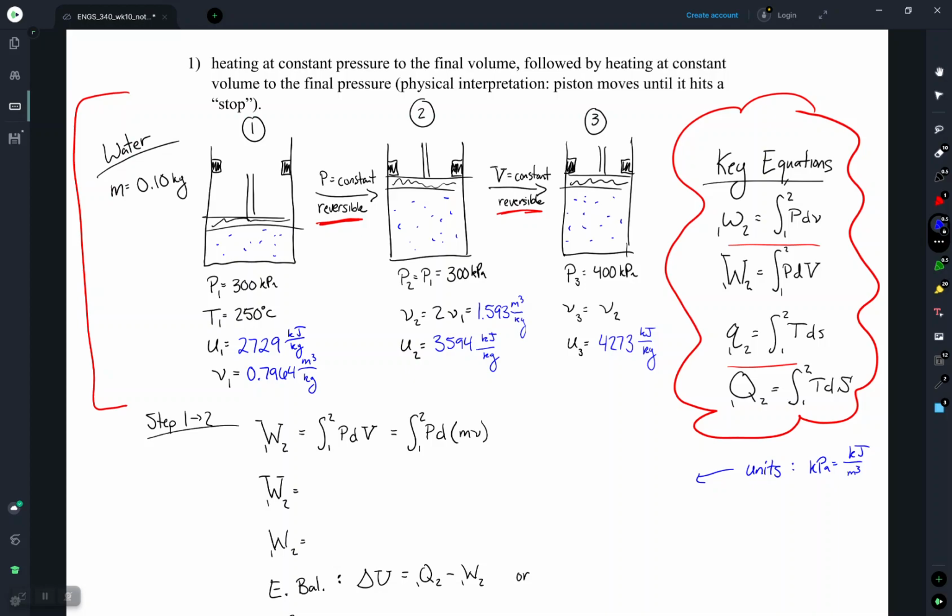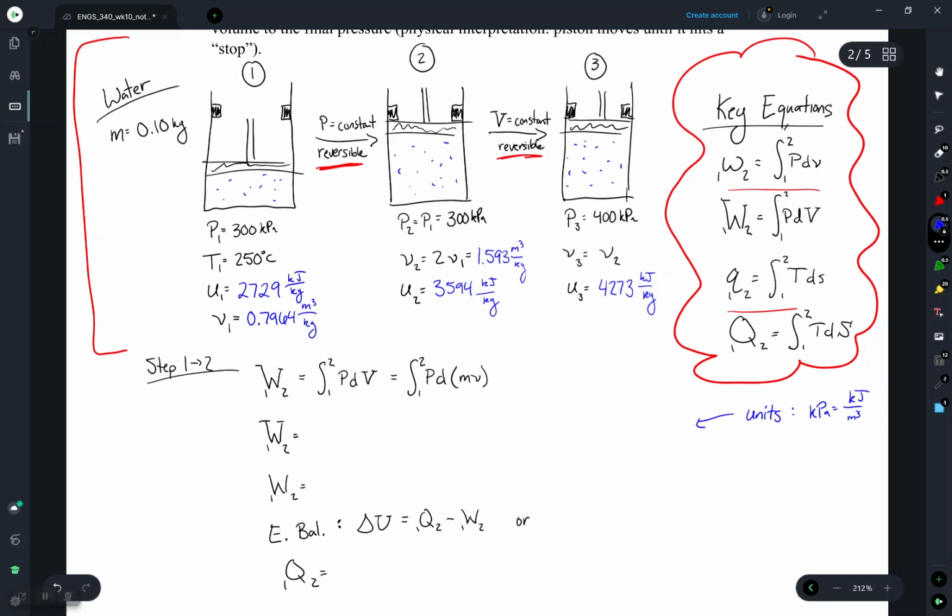To solve the work, we're going to do that step by step. So we'll first look at the work for step 1 to 2. We're solving this equation here. We can pull pressure out front of the integral. We can also pull mass out front of the integral, right? P and M are both constants, so they can both come out of the integral. That is only true for this special case. It's only true if they are actually constants.